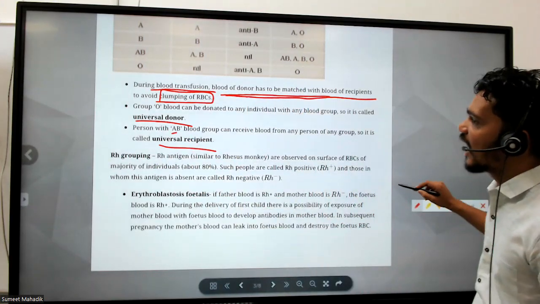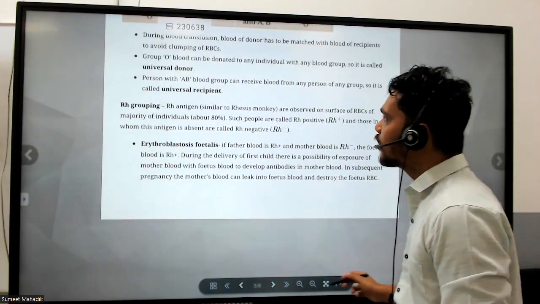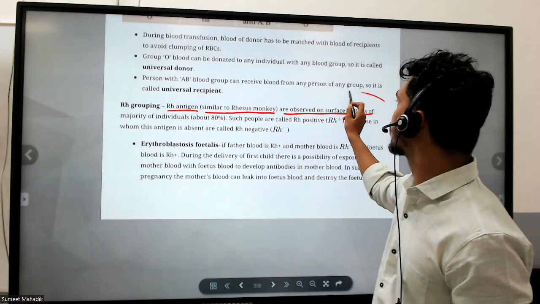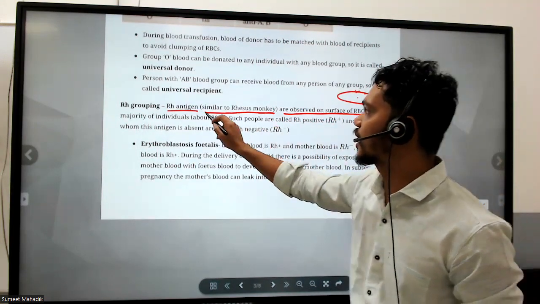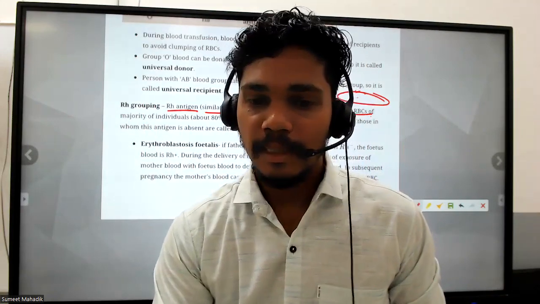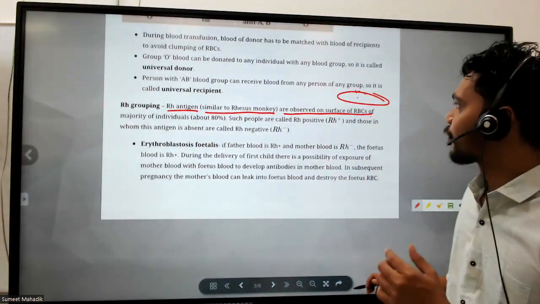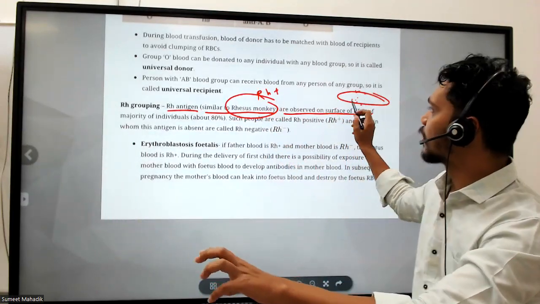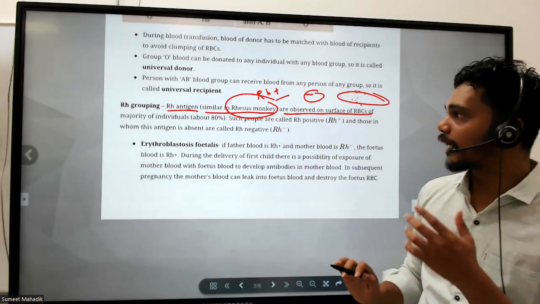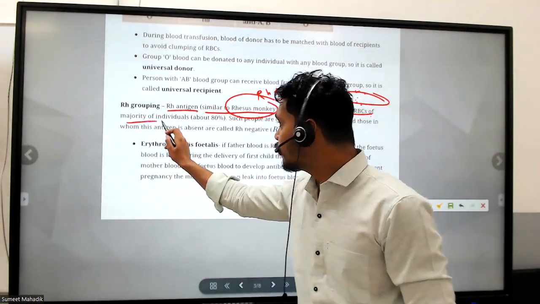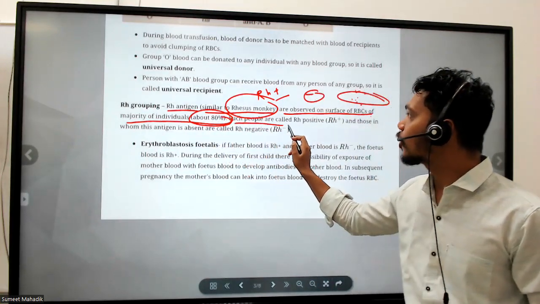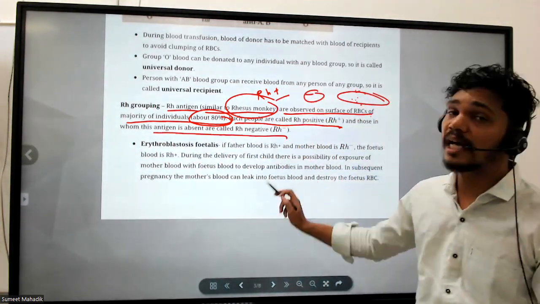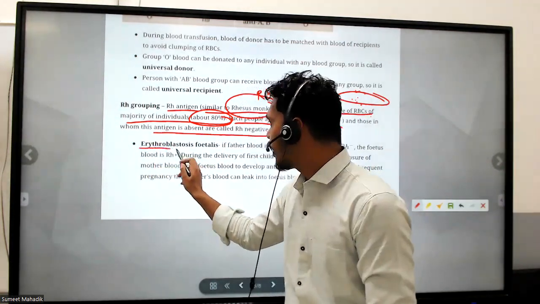Now let's talk about Rh grouping. This is a very interesting one. Rh antigen, similar to that in rhesus monkeys, is observed on the surface of the RBC. This is the RBC, and some antigens are present on its surface. If the Rh factor is present on the surface of the RBC, that is Rh positive. If it is absent, it is Rh negative, and Rh negative people are very few. About 80% of individuals are Rh positive, and those in whom the antigen is absent are called Rh negative. Very few are there.